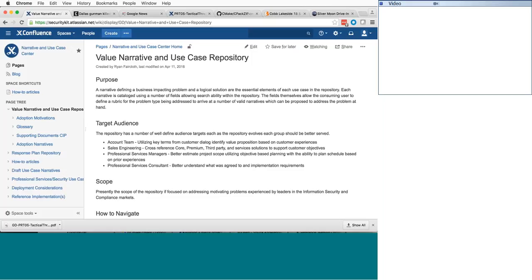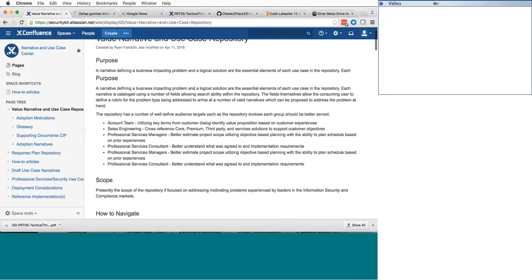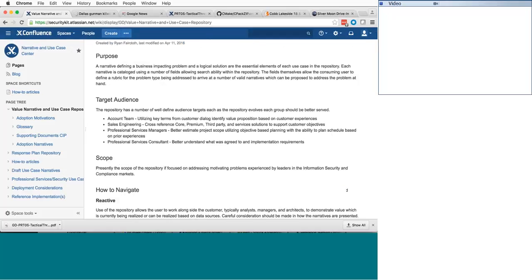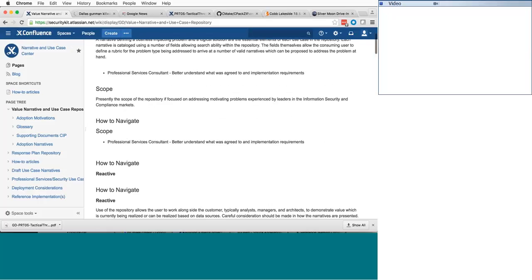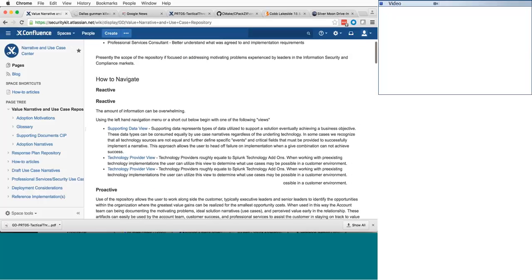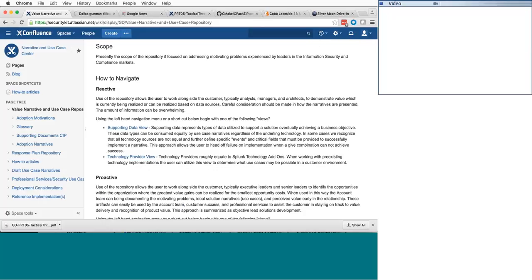So key areas such as the account team, sales engineering, professional services, and our consultants, in addition to the direct users of the use cases in the customer environment, like our analysts, our managers, and our executives. The scope is to focus on problems managed and understood by information security and compliance. And we start to bring down how do you approach a problem space as large as security.